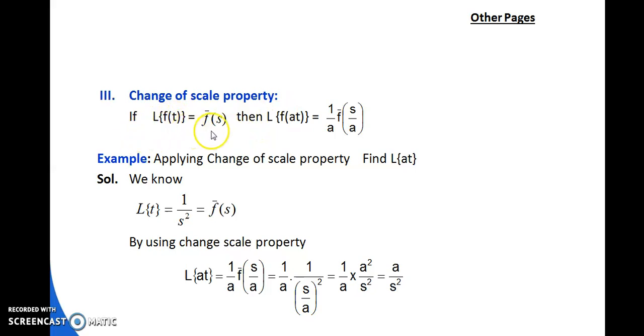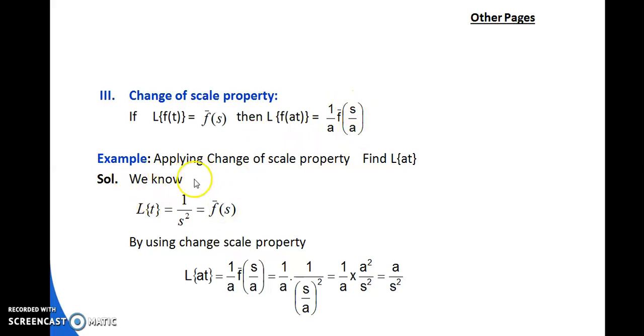If Laplace of f(t) equals F bar(s), all of you have to remember, it means you apply the Laplace transform on the function of t and your result is in terms of s. So Laplace of f(t) equals F bar(s), then Laplace of f(at), where t is replaced by at, gives 1 by a times F bar(s by a). Sometimes short questions come on this type of property.